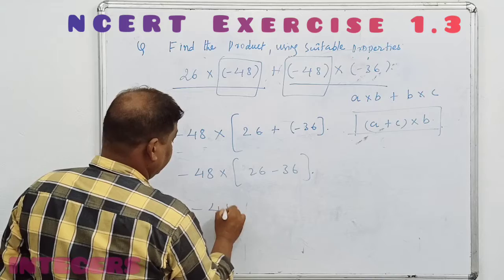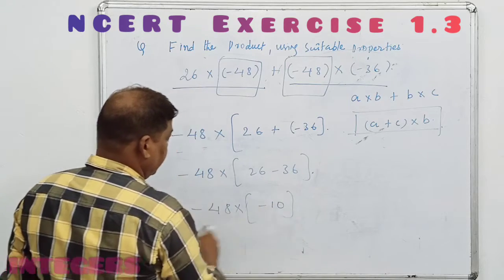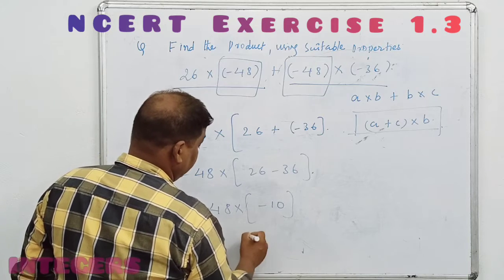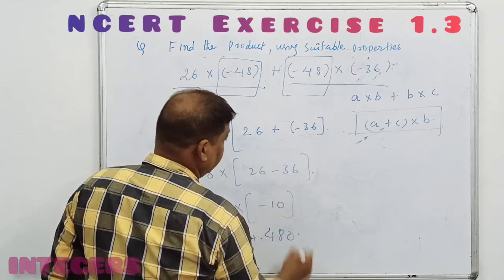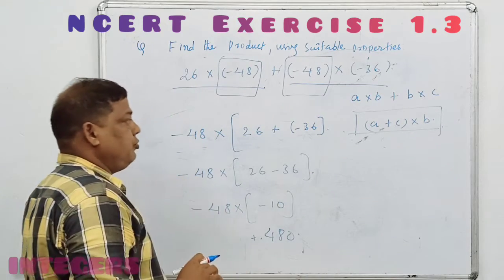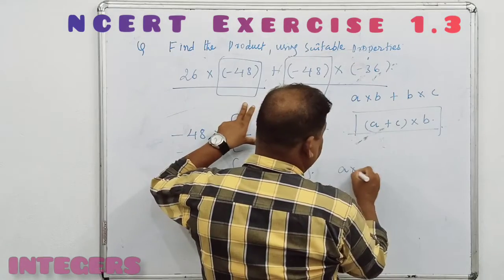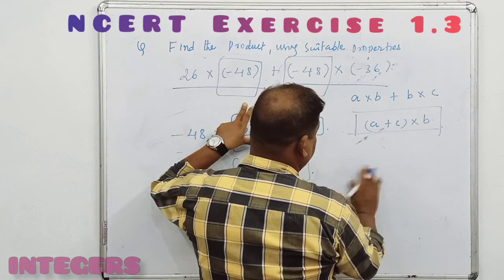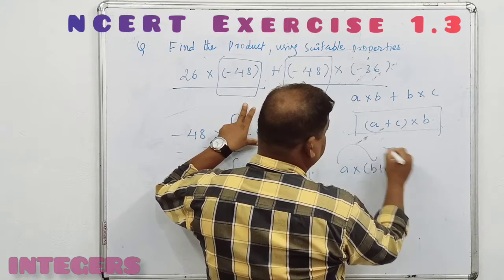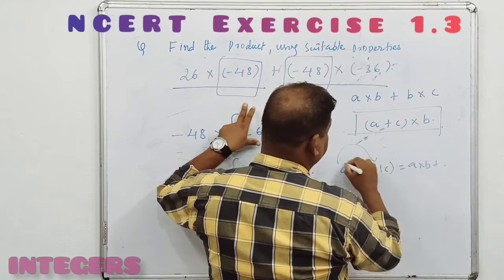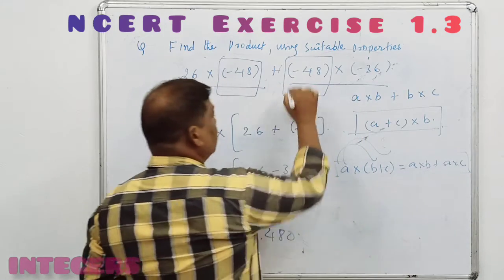So minus 48 multiplied with 26 plus minus 36 means minus 48 multiplied with minus 10. Negative sign with negative sign is positive. Positive 48 into 10 is 480. So in this property we can use the distributive property, A into B plus C is A into B plus A into C.